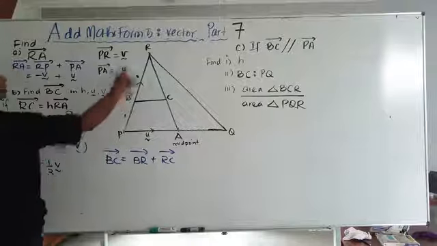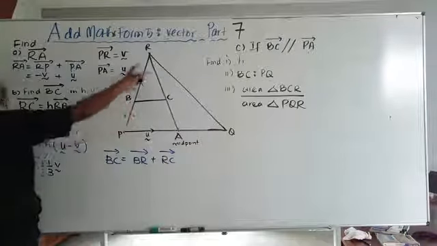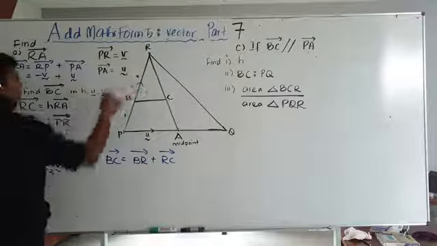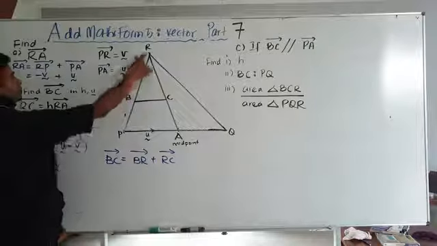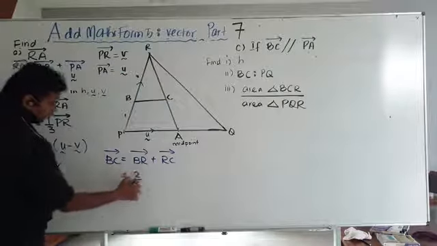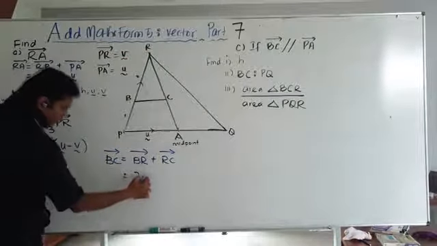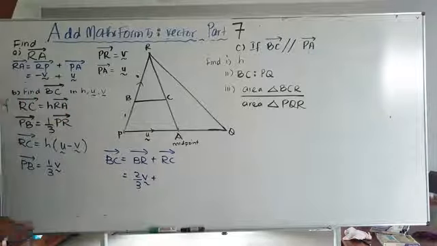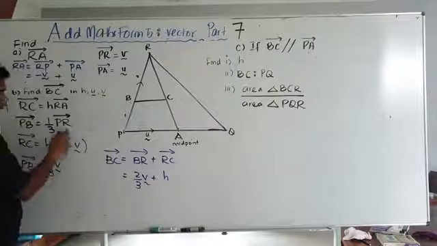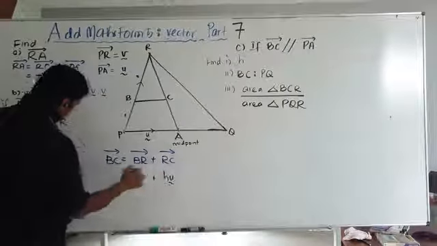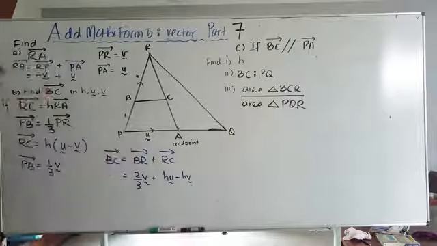See, the whole thing is V. The whole thing is V. And this is 1/3. That means this must be 2/3 of V. So what is BR? PB is 1/3. So the balance must be 2/3. So therefore this must be 2/3 of PR. What is PR? V. So it's 2/3 of V. And what is RC? RC is here. So let's put it in. 1/2U minus 1/2V. So that's your BC.